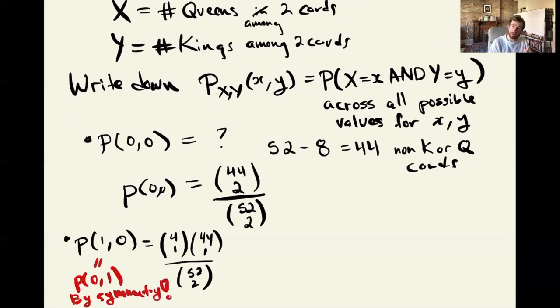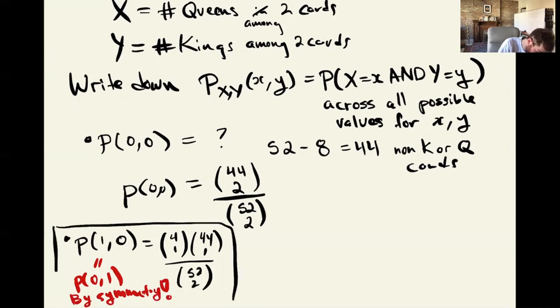I could have just relabeled the queens in my deck of cards as kings and repeated the same calculation. There wouldn't have been any difference. So I've now already computed 3 of the possible values for my joint PMF. Let's go ahead and compute the last couple here. We've already done this one, and then this one.